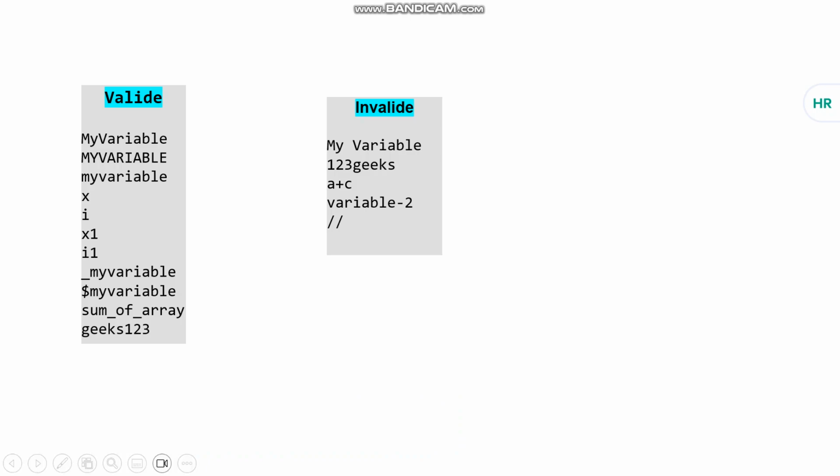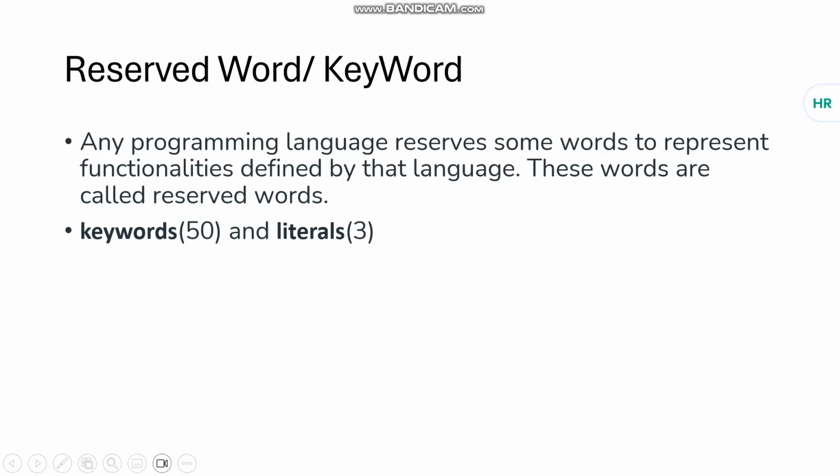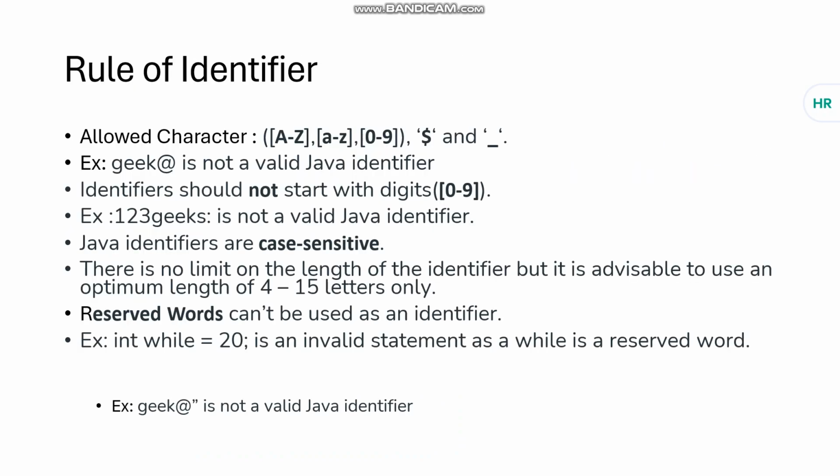Some of the examples we have given. There will be many examples for valid and invalid. The rules to define the variables are these. Whenever we are defining some variable, we will keep this in mind.